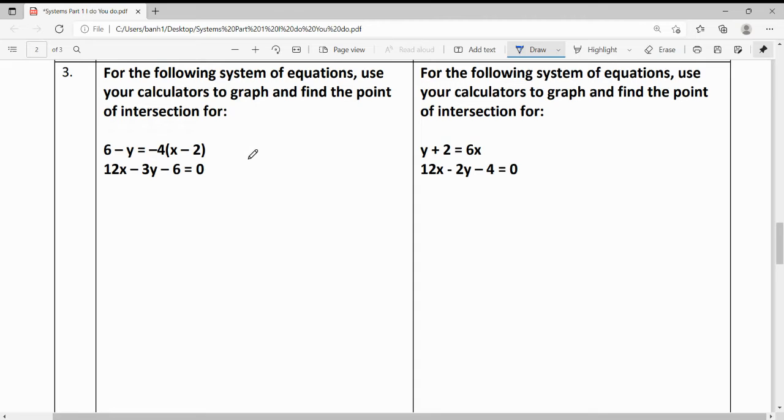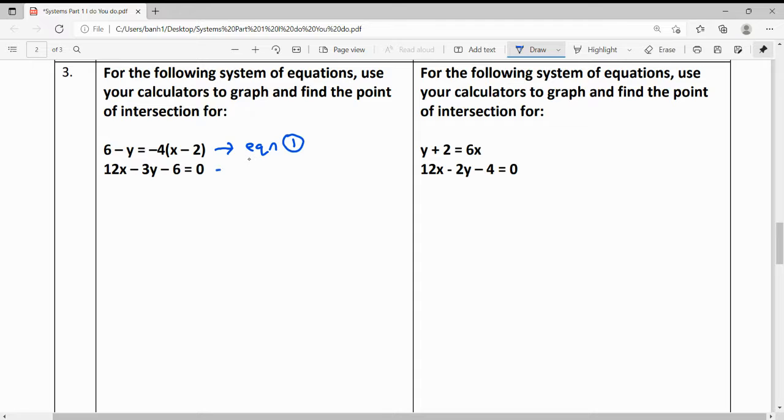For question 3, it's very similar to question 2 in that you're given a system of equations and you want to use your calculator to graph and find the points of intersection. But because we're using our TI-84 calculator, we need these two equations to be in y equals form. So to start, I'm just going to, again, label these equations.